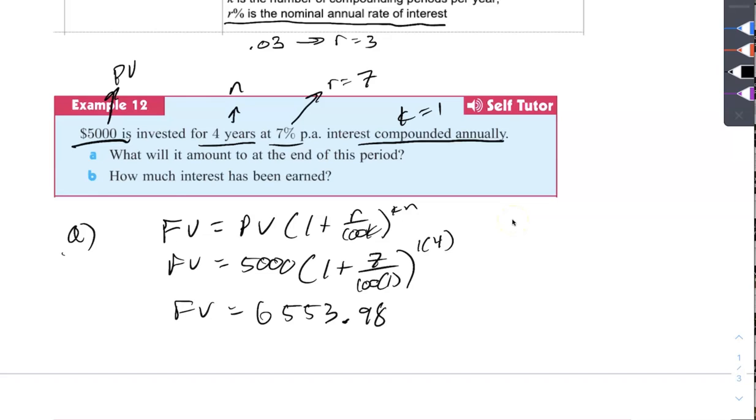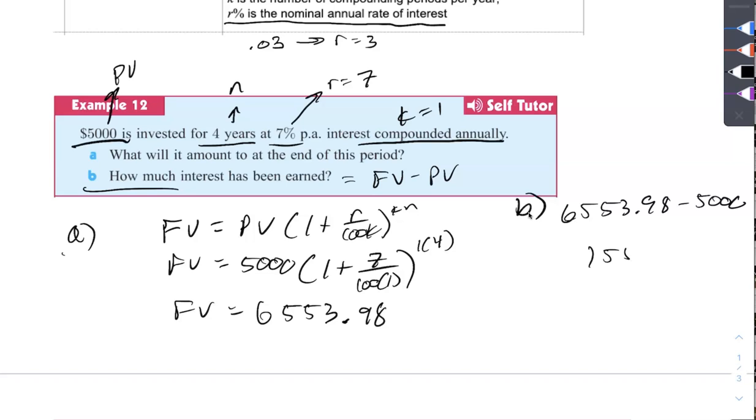That's nice. B is how much interest has been earned. If you want to find the interest earned, it's a very simple formula: it's just future value minus present value. So we now have $6,553.98. Subtract off what we deposited, $5,000, and we get $1,553.98.